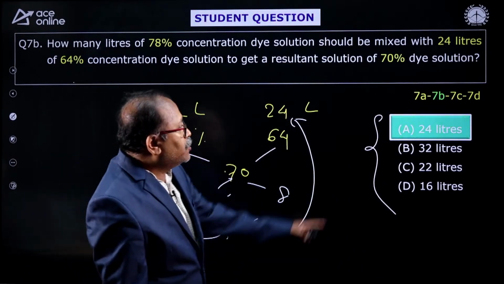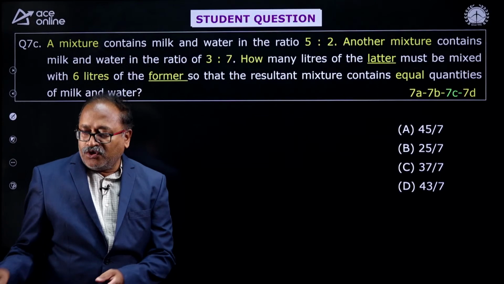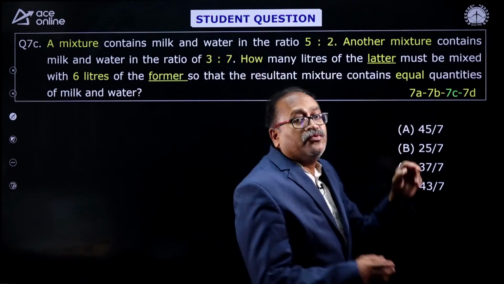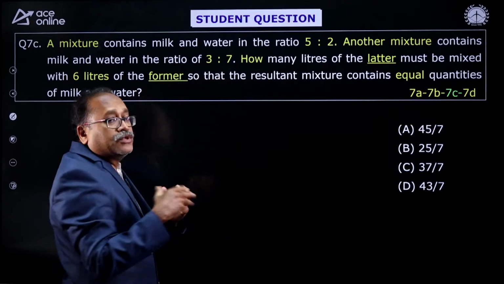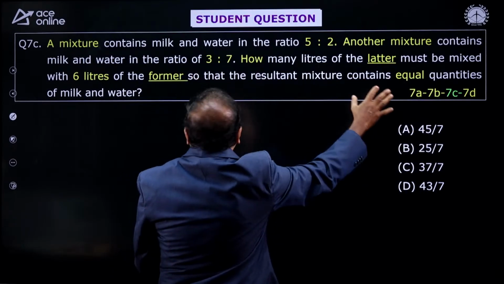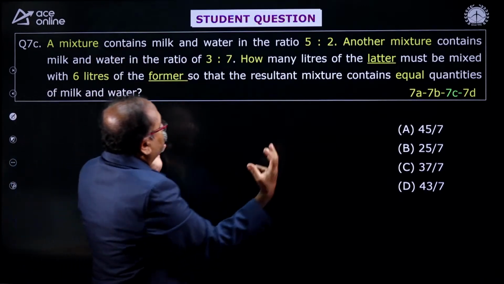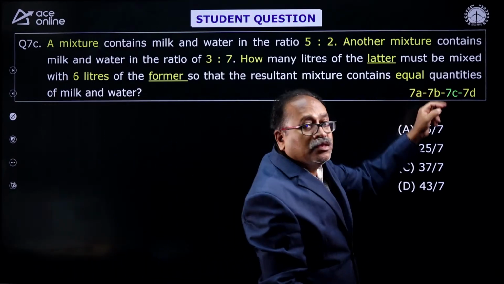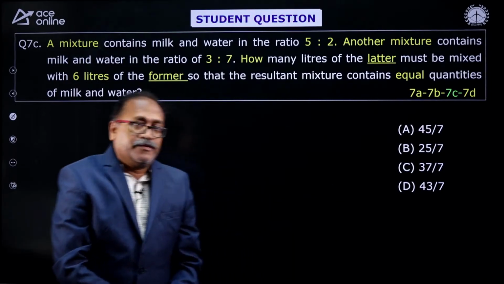Moving to the next question. So we are on 7B. Let's go to 7C. It's for you, my friends. A mixture contains milk and water in the ratio of 5:2. Another mixture contains milk and water in the ratio of 3:7. How many liters of the latter, the second one, should be mixed with 6 liters of the former, the first one, so that the quantity is equal? That means the milk and water should be equal, 1:1, in the mixture.